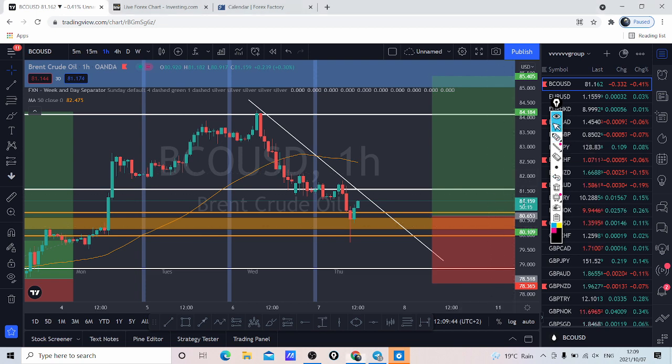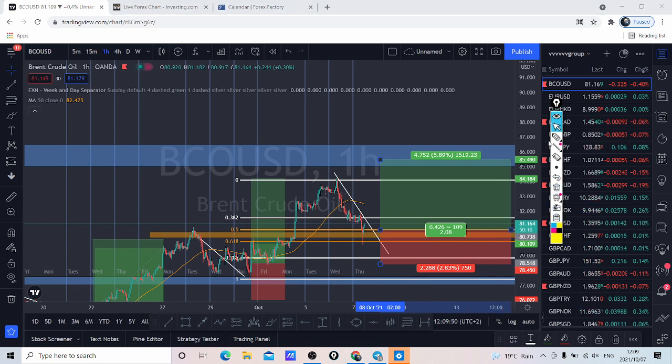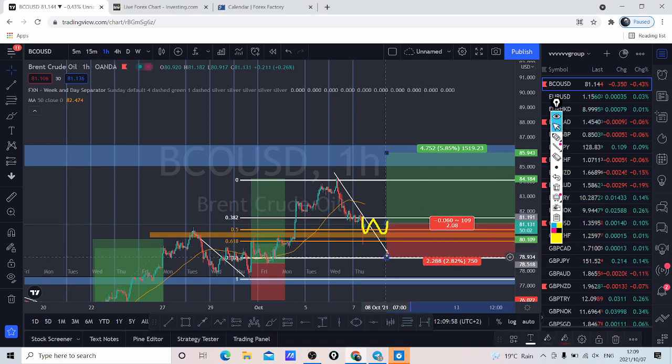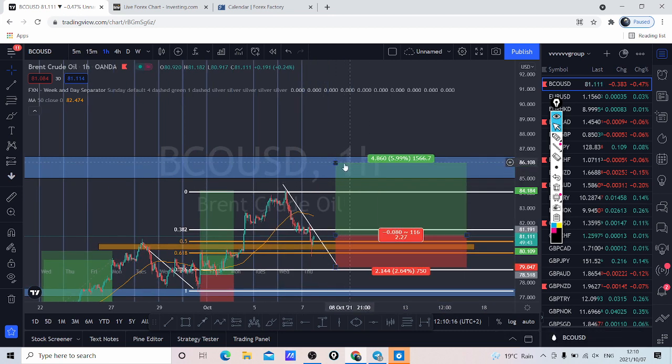Then let's look at our TPs and stop losses. If the market can make a nice W like this, then my entry point is going to be here, my stop loss is going to be below that rejection, and my first TP is going to be the previous high, which is this one here. My second TP is going to be at the weekly resistance, that is going to be a 2.2 arc.